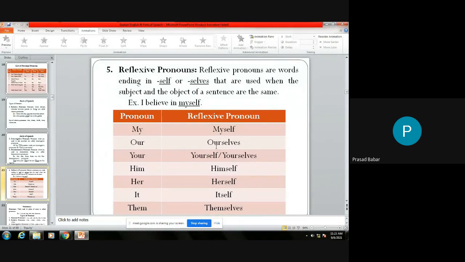because our is a plural pronoun. There are many people, and to refer to those people we say our. And to make its reflexive, we have to add selves to that word. So our becomes ourselves. Your becomes yourself or yourselves. Your is also a pronoun.